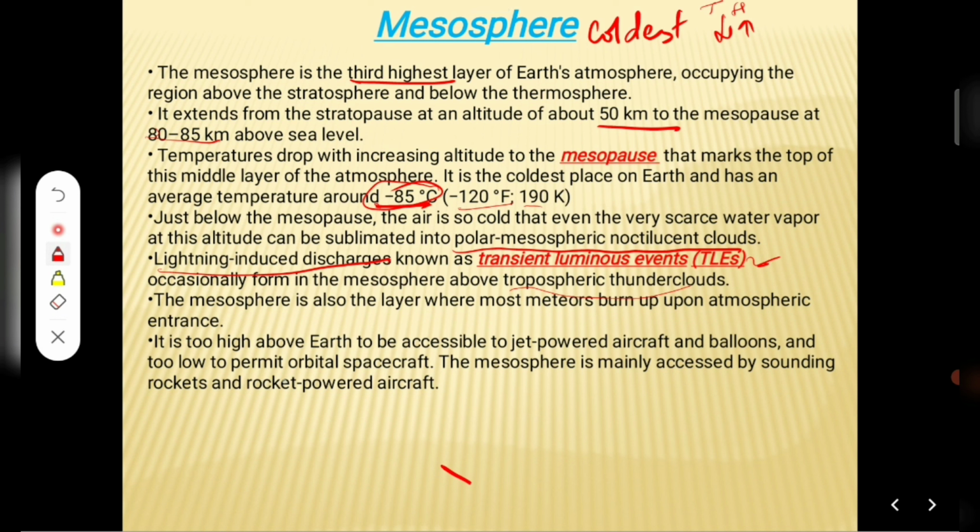The mesosphere is the layer where most meteors burn up on atmospheric entrance. This is a very important point. Remember this point: the mesosphere is the layer in which most of the meteors that fall from space onto the earth burn up.